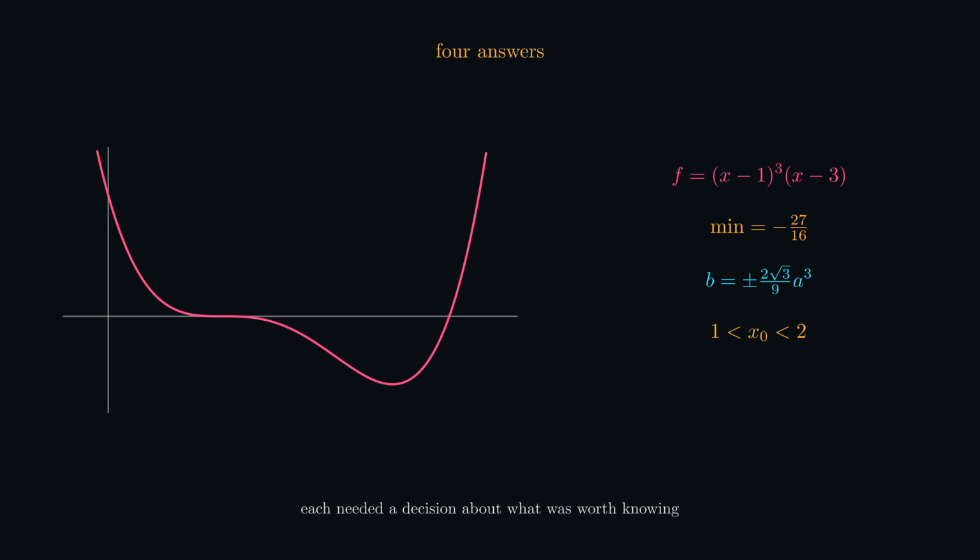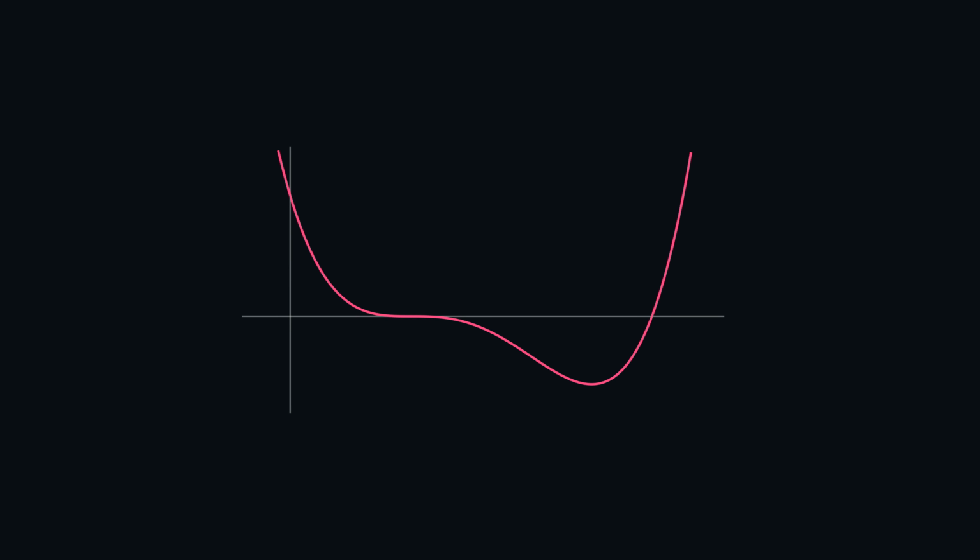None of these was solved by differentiating and hoping. Each one needed a decision, first about what was worth knowing. A derivative knows where things rise. It does not know where they land.